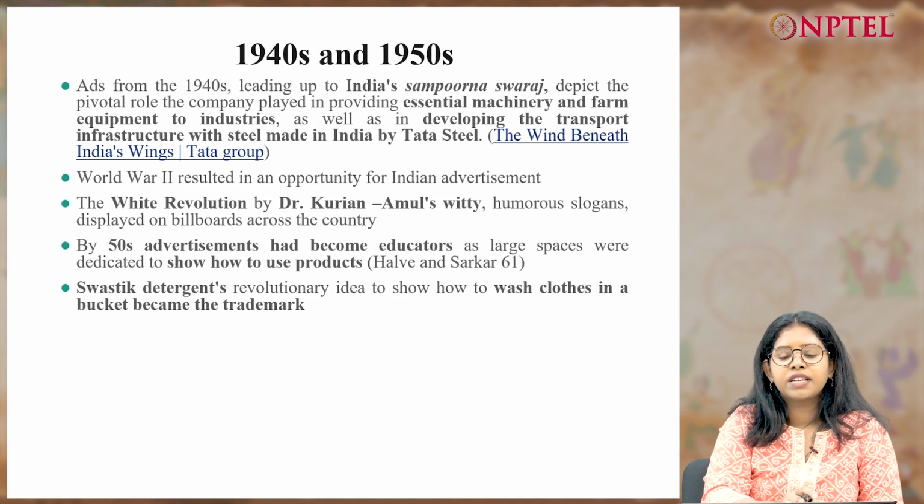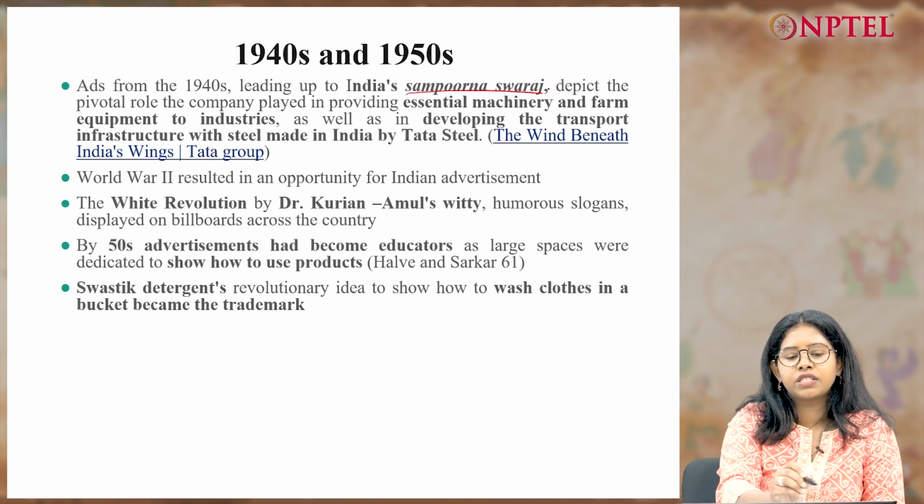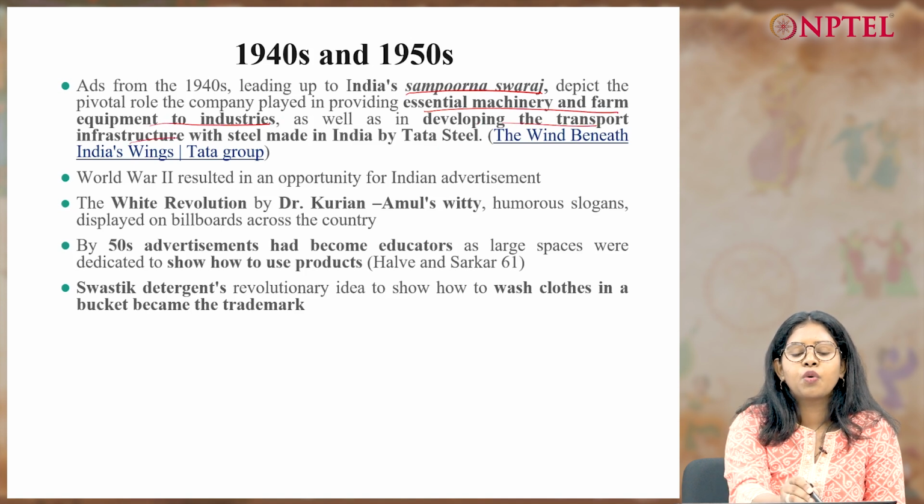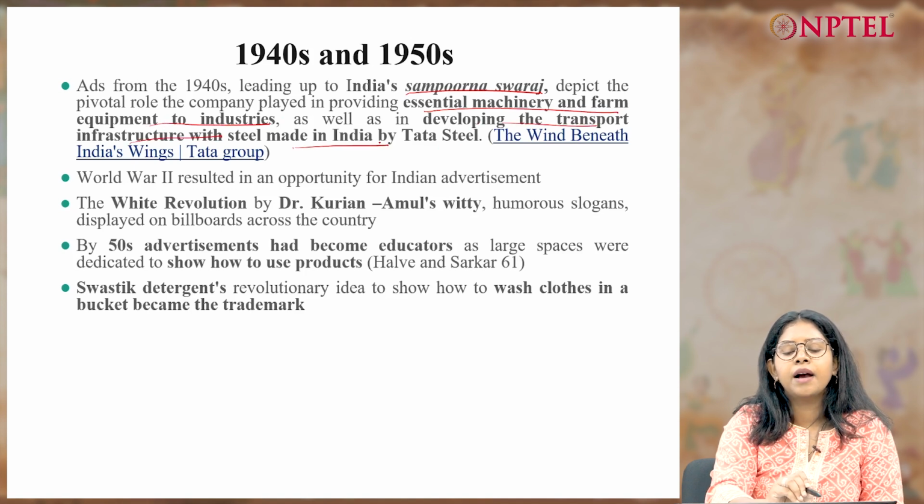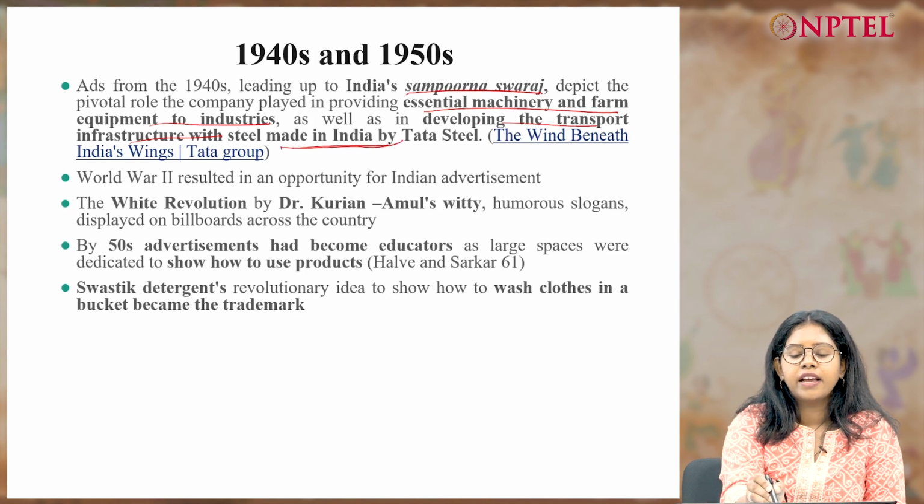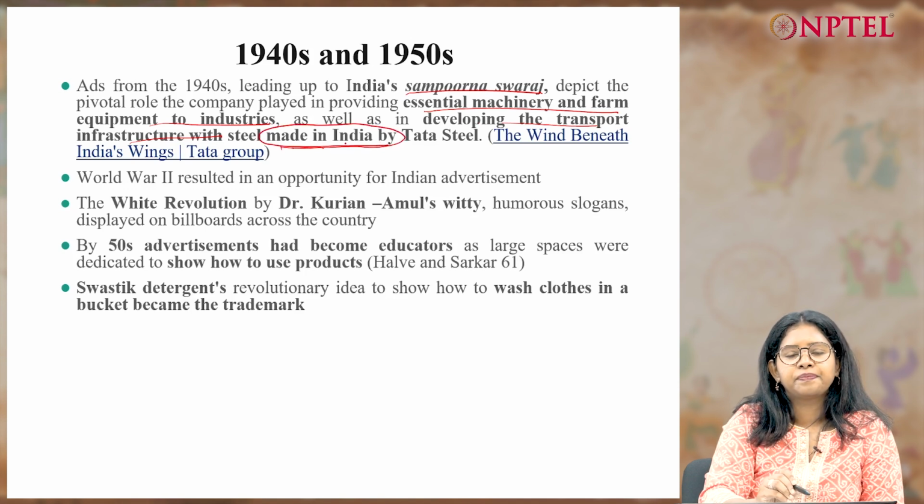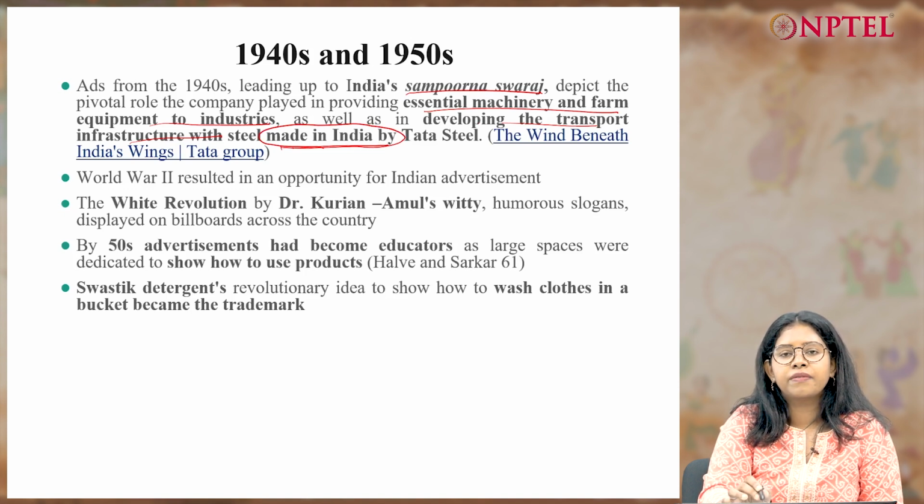And then we have the 1940s and 50s. We see that the leading Tata group was established during this period, and they in a way were leading India to what was called Sampoorn Swaraj, in that they were providing essential machinery and farm equipment to industries, and also developing the transport infrastructure with steel made in India by Tata Steel. So, they hinged on made in India. This made in India title made it very Indian, and of course it is being used on a very daily basis, producing and selling to other industries that required it.